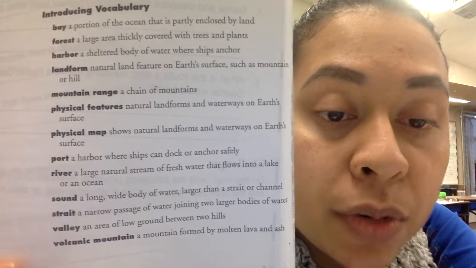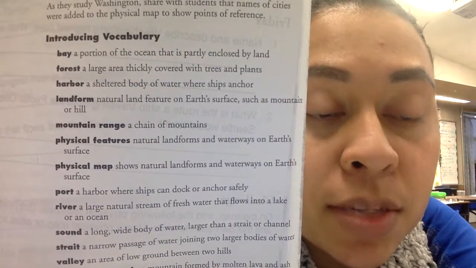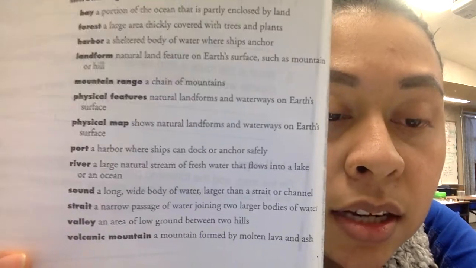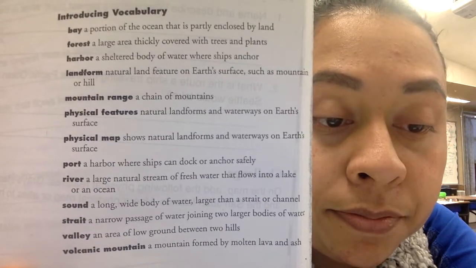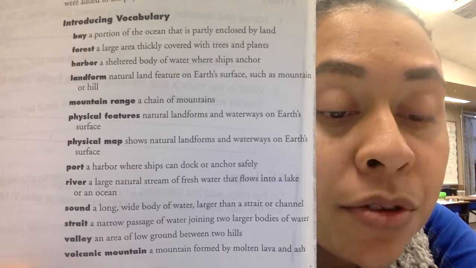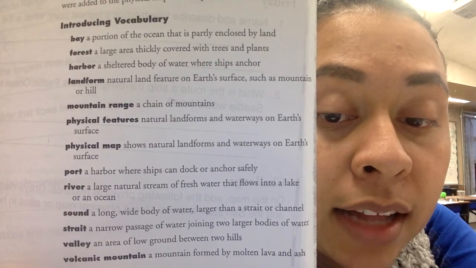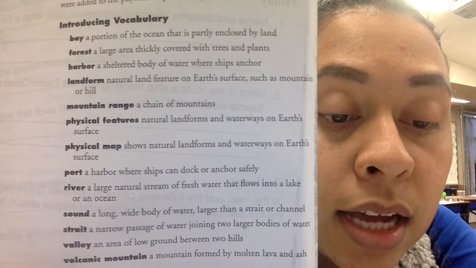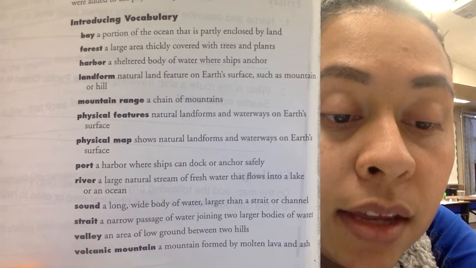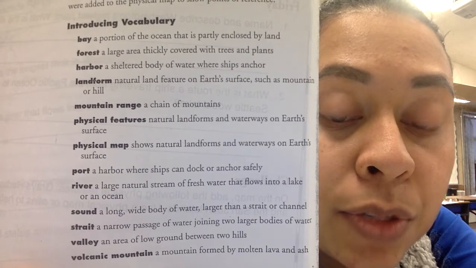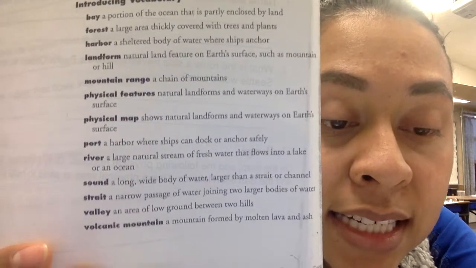Port. A harbor where ships can dock or anchor safely. So port and harbor are like parking spots for big ships and boats. River. A large natural stream of fresh water that flows into a lake or an ocean. Sound. Not like something you hear, but a long, wide body of water, larger than a strait or canal. Strait. A narrow passage of water joining two larger bodies of water. Valley. An area of low ground between two hills. Volcanic mountain. A mountain formed by molten lava and ash.